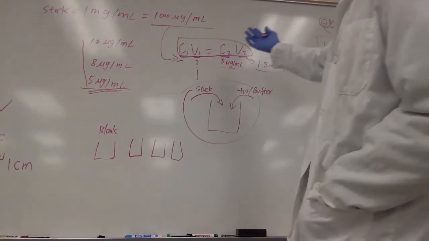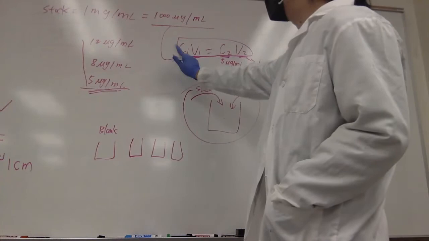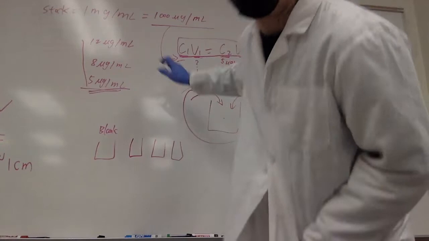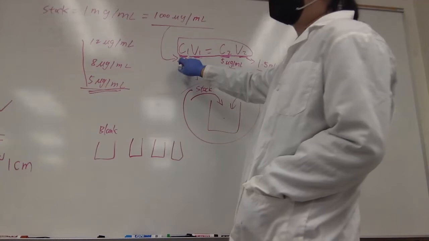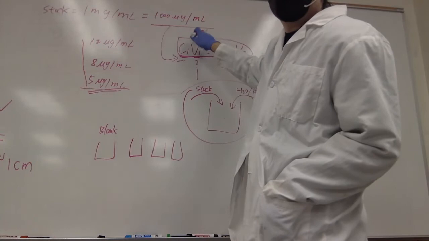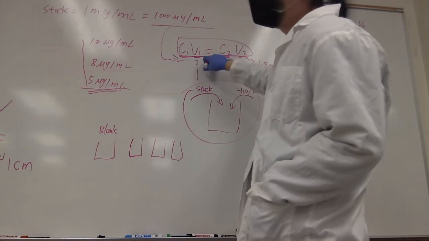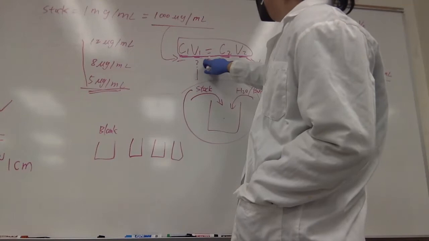There are four components. C1 is the concentration of the stock solution. In our case, it is 1 mg/mL, which is 1,000 microgram per mL. V1 is the value we want to know. We don't know V1. This is our goal, we want to calculate it.